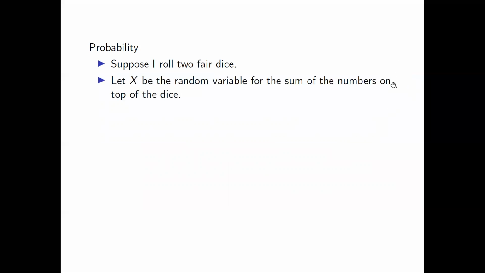So let's look at an example. Suppose that I roll 2 dice. Well, suppose they're fair, so they don't have some kind of weights that make them more likely to land on one side than another. We'll define a random variable, x. This will just be the sum of the numbers on the top of the dice. So remember, numbers here, shorthand for number of dots. And the numbers on the dice are 1, 2, 3, 4, 5, 6.